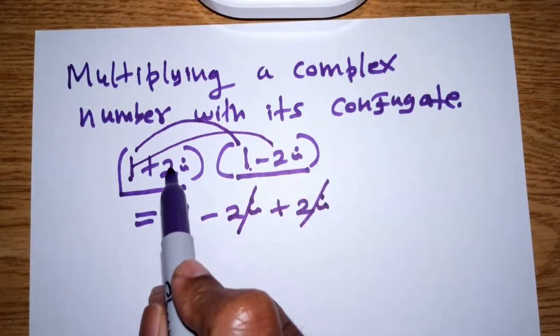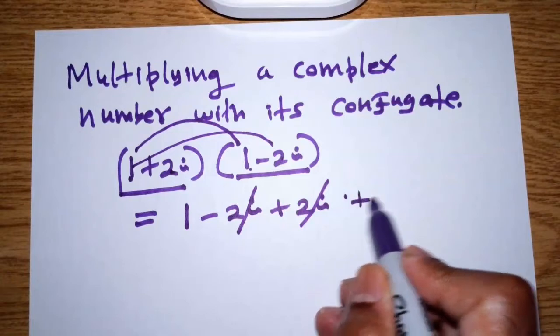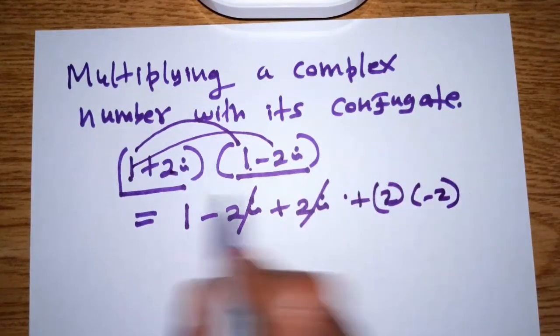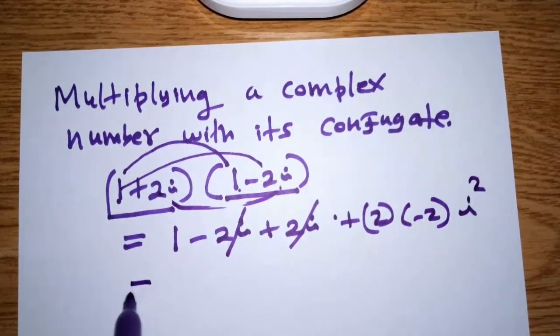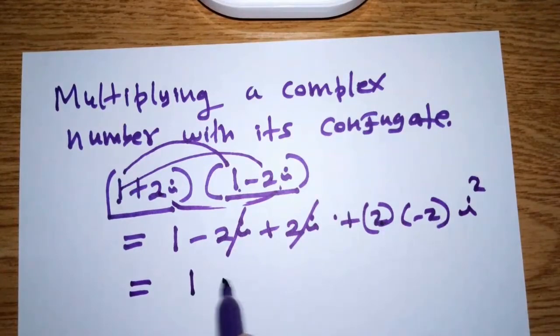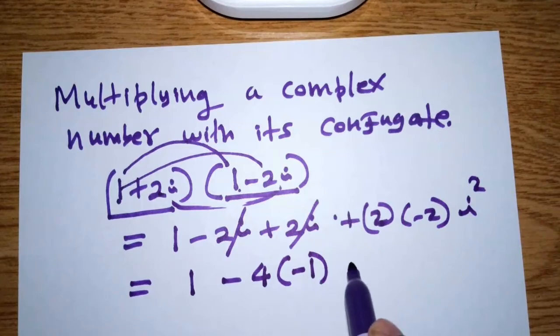And the only thing that is left now is to take the last term, which is 2 and negative 2, so plus 2 and negative 2, and then you have i times i, which is i squared. So really you get negative 2 and positive 2 cancels out, you get 1, and then plus 2 times negative 2 is negative 4, and i squared will be negative 1. So 1 minus 4 times negative 1, which becomes positive, so you get really 1 plus 4.